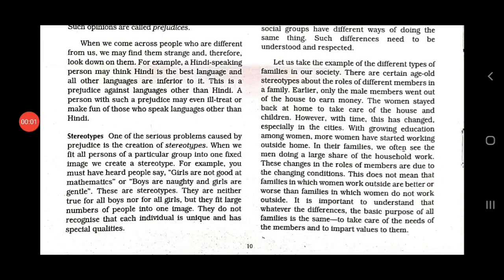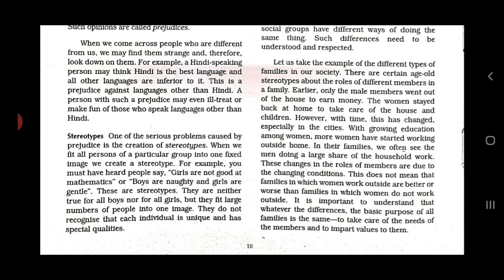So the example over here which they have shared is, you must have heard people saying that girls are not good at mathematics, or boys are naughty and girls are gentle. All these are stereotypes. They are neither true for all the boys nor for all the girls, but they fit a large number of people into one image. When people say that boys are naughty, girls are very gentle, then it is not true for all the boys and not true for all the girls. This is a stereotype which we have created. Even girls are naughty and even boys are gentle. Understood? So, that thinking needs to be changed.